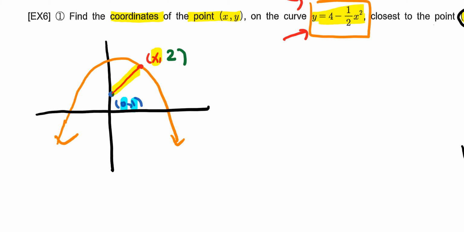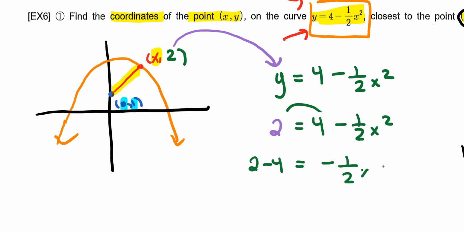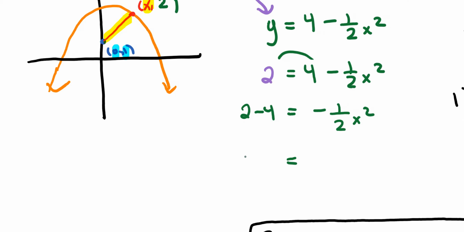So I still need to find the x value there, and remember the equation of this parabola is y equals 4 minus 1/2 x squared. We now know that 2 represents the number for the y variable, so this will be 2 equals 4 minus 1/2 x squared. Let's bring the 4 across, so that's going to be 2 minus 4 equals negative 1/2 x squared. Let's continue to figure this out. So that's going to be negative 2 equals negative 1/2 x squared. The negative signs cancel off. This 2 can multiply with that 2, so 2 times 2 is going to be 4.